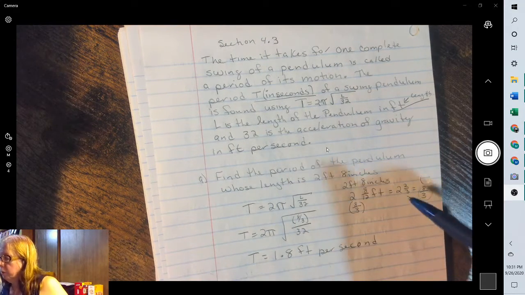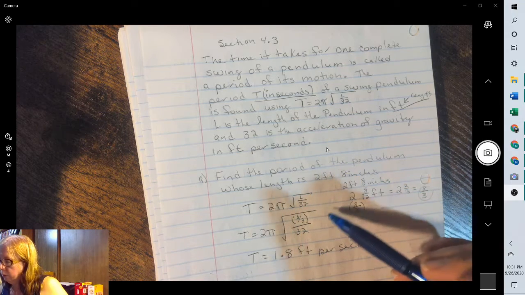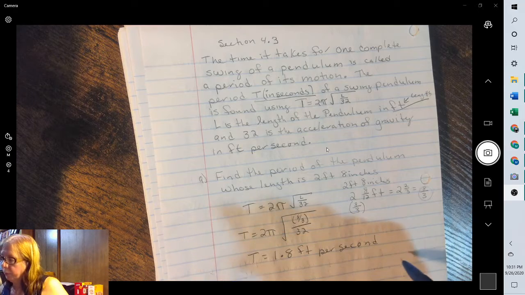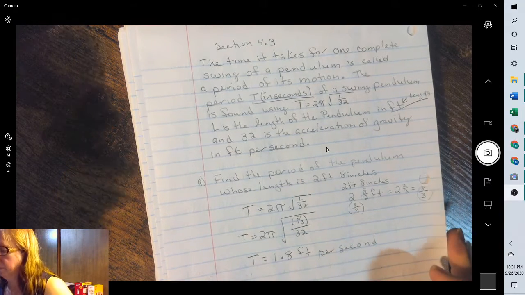So if the pendulum is 2 feet 8 inches long, it will take 1.8 feet per second. That would be its time for a period.